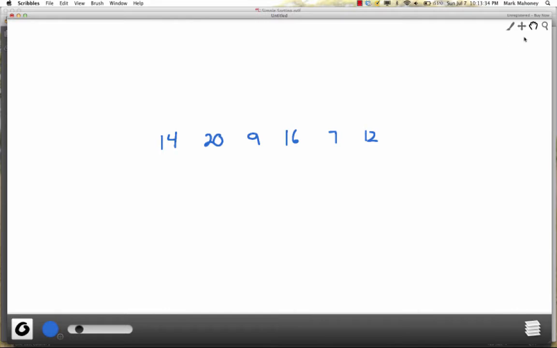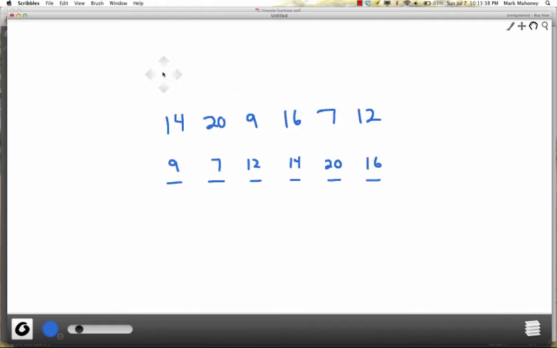Okay, well, what you would probably do is you would probably do something like this, where you would select the first card, which is 14 here, and then you would move all the other cards around it. So cards less than or equal to 14 would move to the left of 14, and cards greater than 14 would move to the right.